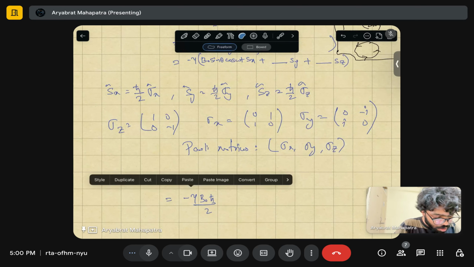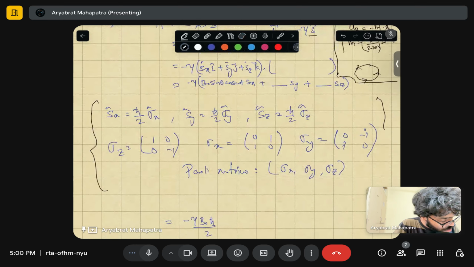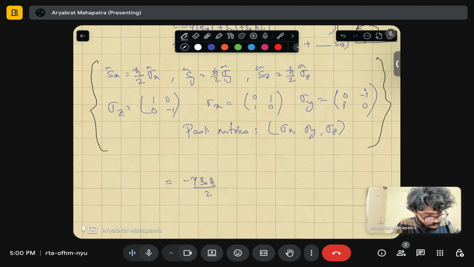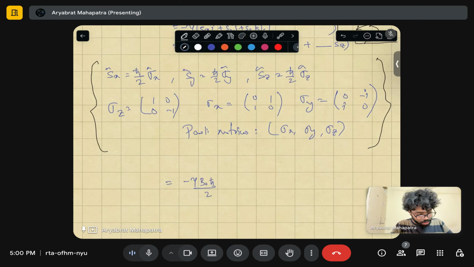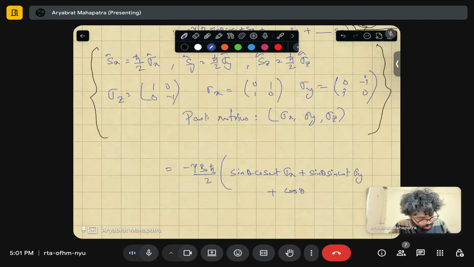So from here, you can write down the complete expression as minus gamma B naught h bar by 2, using the complete matrix form, as it will give you something: sin theta cos omega t sigma x plus sin theta sin omega t sigma y plus cos theta sigma z.